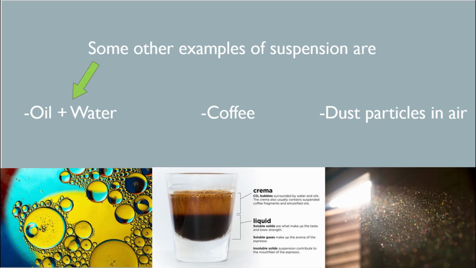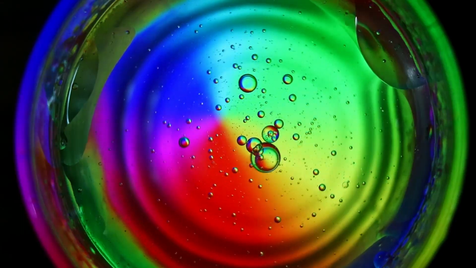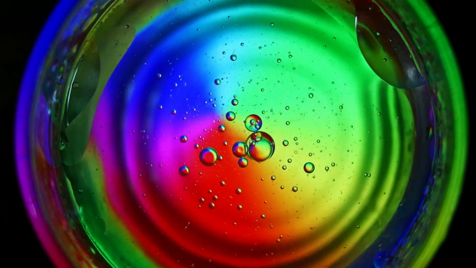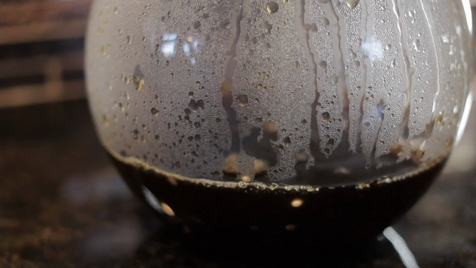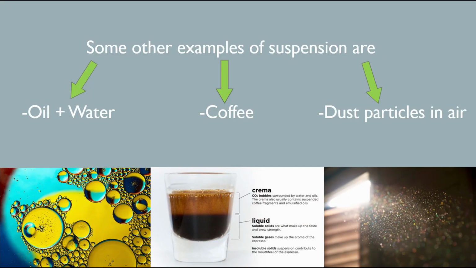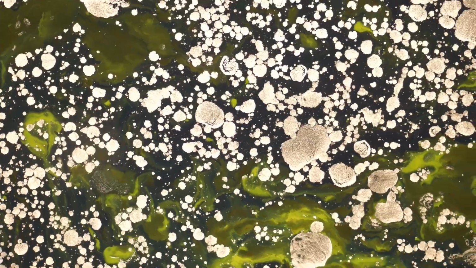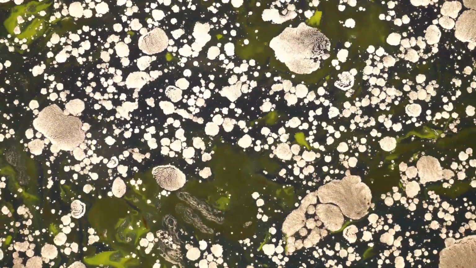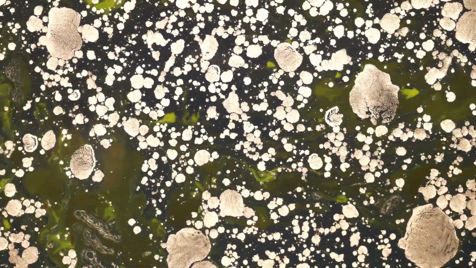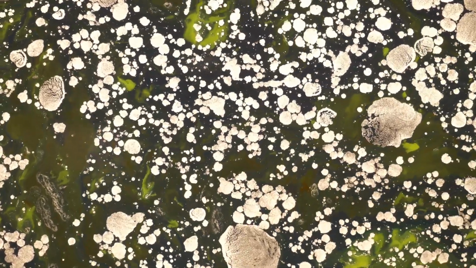In oil plus water, we can spot the layer of oil and a layer of water. And in coffee, we can see small particles of coffee and a column of liquid, while we can also spot the dust particles in the air. Just remember that a suspension is a heterogeneous mixture whose particles are large enough to be seen with the naked eye. If a suspension is left for some time, large and undissolved particles settle down at the bottom due to gravity.